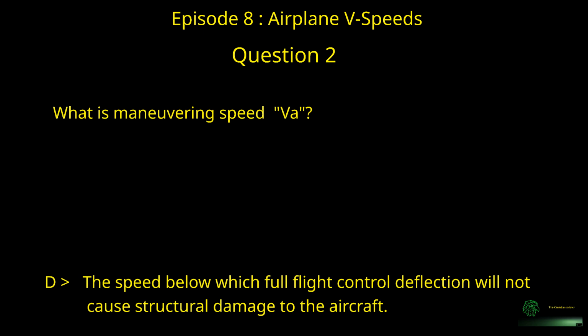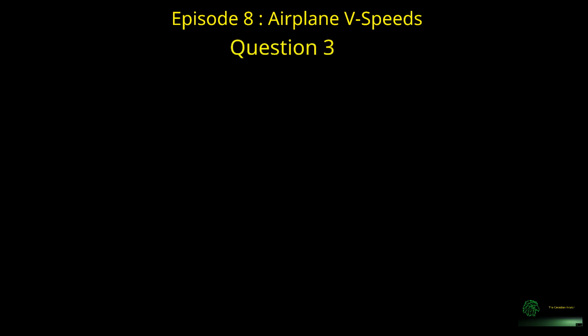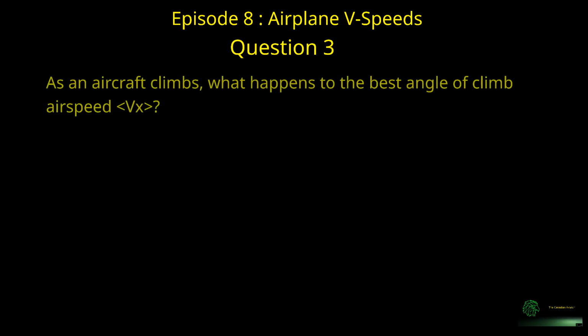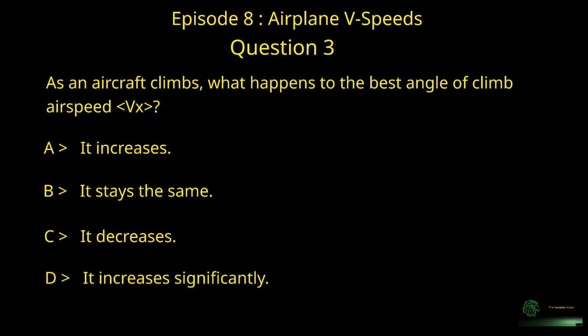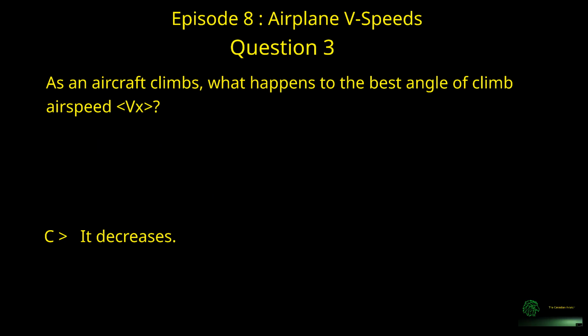Question 3. Last question. As an aircraft climbs, what happens to the best angle of climb airspeed, VX? A. It increases. B. It stays the same. C. It decreases. Or D. It increases significantly. That's right, C is the correct answer. It decreases.